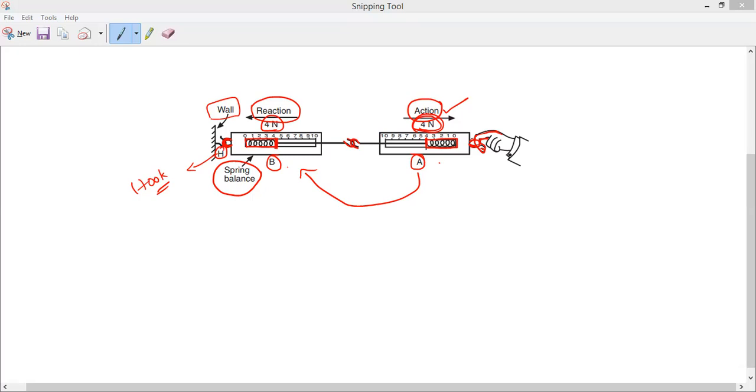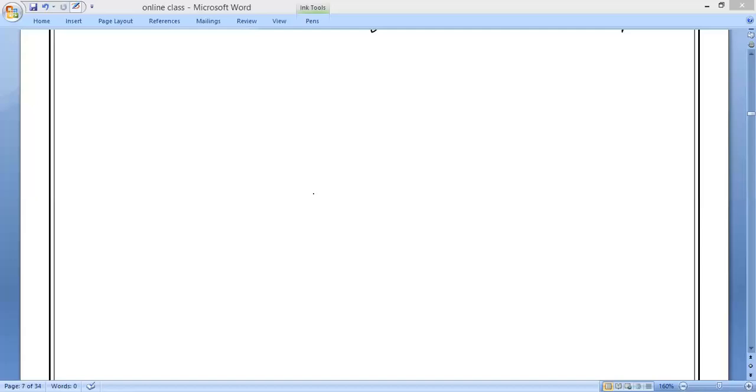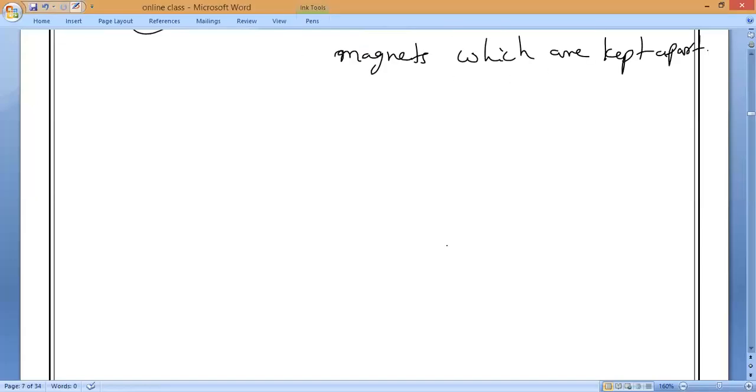As I told you, action and reaction always exert on the same body or two different bodies? Action and reaction is always exerted on how many bodies? Is it possible to exert the action and reaction on the same body? No, it is not possible. So action and reaction always act on two different bodies. Understand?